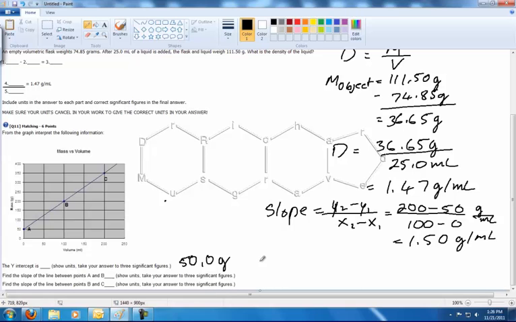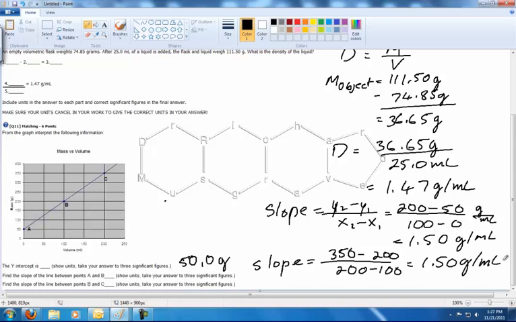We're also asked to find the slope between b and c. We're going to use the same equation, and you can see that for c, the y value is going to be 350. The other y value, for b, is 200. For the x values, we've got 200 and 100. And that's going to give us the same value, 1.50 grams per mL. Now it's a straight line, so we expect the slope to be the same between each of those points. So this would give a constant value of 1.50 grams per mL, and that would just be the density of the liquid right there.